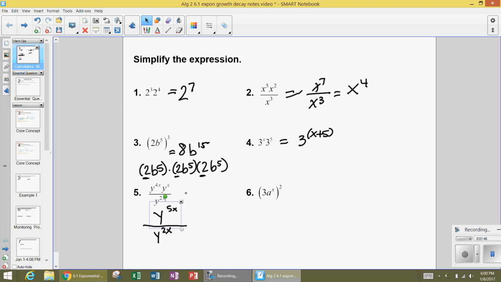So where do we have more y's, top or bottom? Well, we have more y's on the top by how many? Well, 5x minus 2x is 3x.